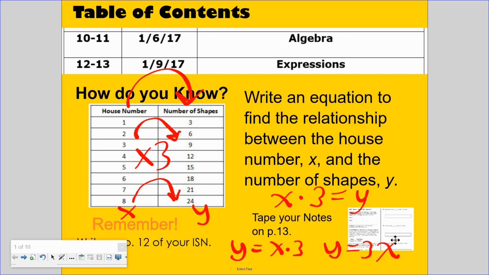So does the house number depend on the number of shapes, or does the number of shapes depend on the house number? I believe the number of shapes depends on the house number. Hence, the number of shapes is the dependent variable, while the house number is the independent variable.